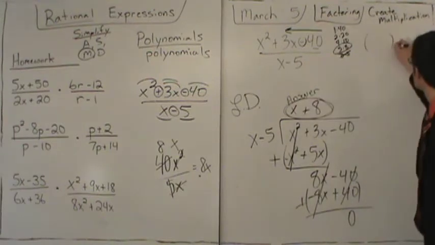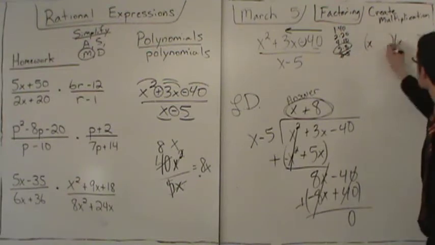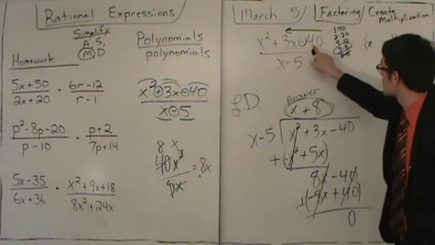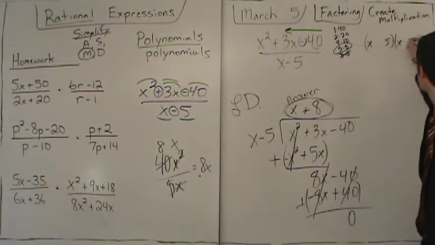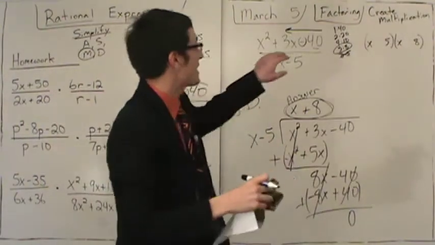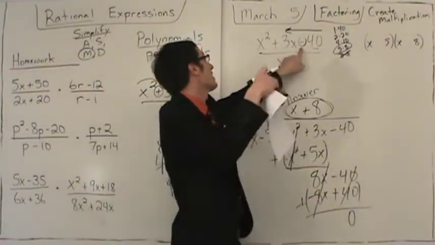And so we set up two binomial factors. We say x times x gives the x squared. And what factors of 40 subtract to make 3? That's 5 and 8. So we put the 5 and the 8. Does it matter where we put the 5 and the 8? No. What matters is where you put your signs. Remember, if we're subtracting, the signs are different.